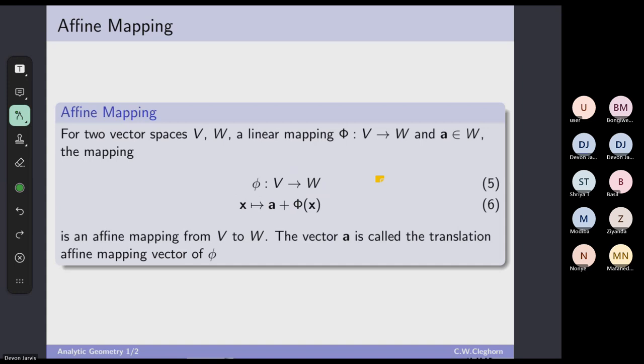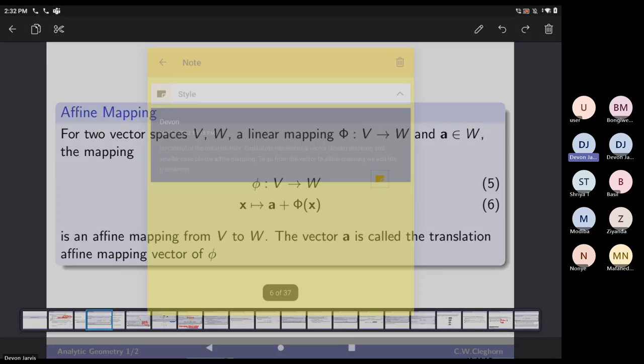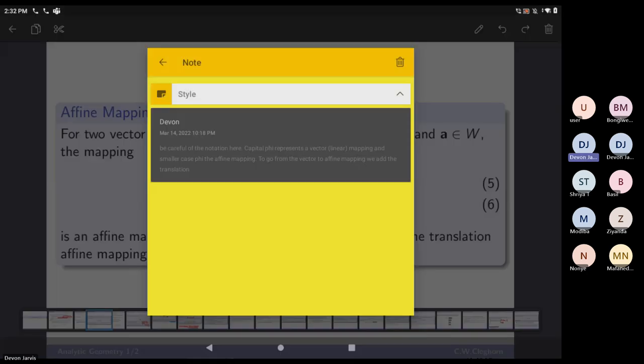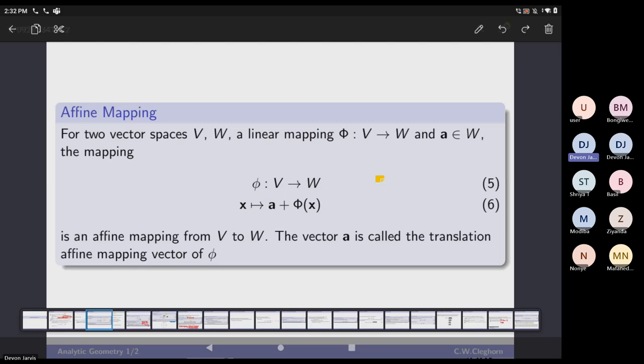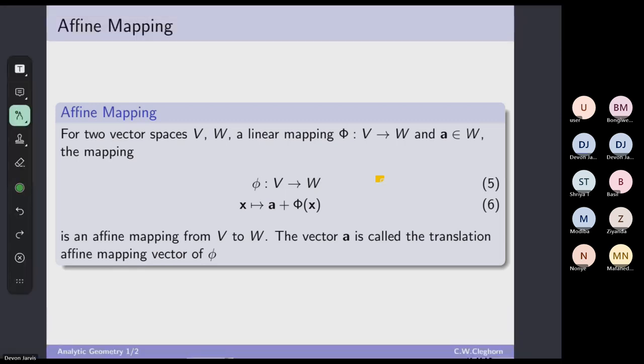Let's see what notes I made while I was going through this. Just be careful of the notation here. Capital phi represents a vector linear mapping, and lowercase phi is the affine mapping, where to go from the vector space to the affine mapping we add the translation. So just be careful of this. Capital phi is what works on the vector space. The lowercase phi is the actual affine mapping, which incorporates this A shift and the general linear map.